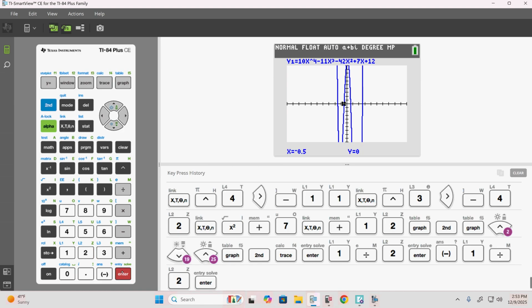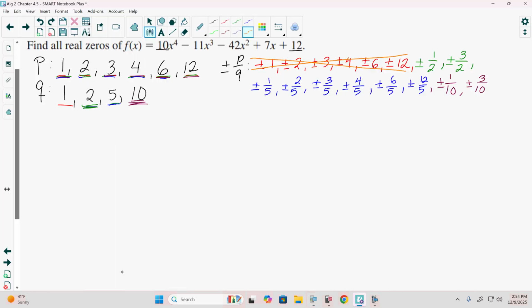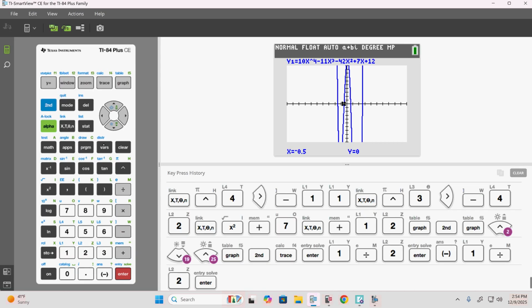So I would try -1/2 next. And when x is -1/2, the y value is what? 0. So we can say -1/2 is a solution. So we've already tried 1/2, we've tried -1/2. Our next value is what? 3/2? So that's not 0.